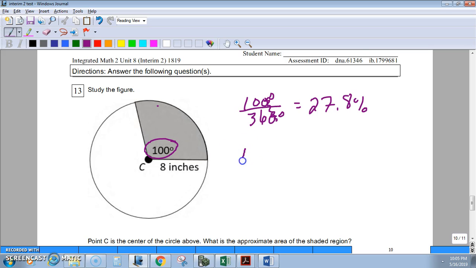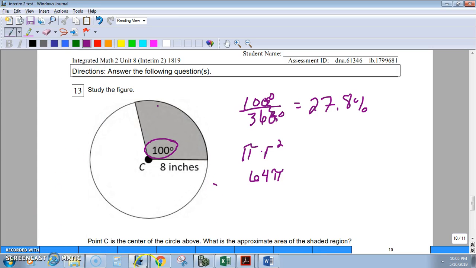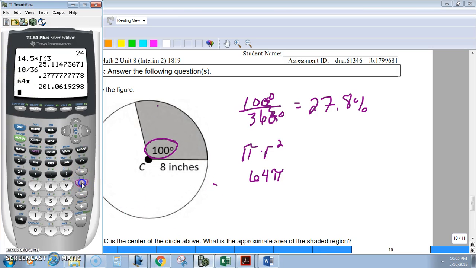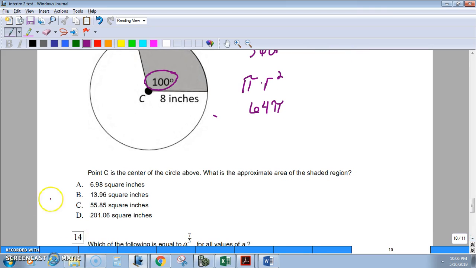The area of a circle is pi times r squared. So here our r is 8, so it's basically just 64 pi, which is approximately 201, and then we are just going to multiply that times 27.8. But remember, when I put it in the calculator, you have to do it as a decimal. And I get approximately 55. Right, here we go. See?